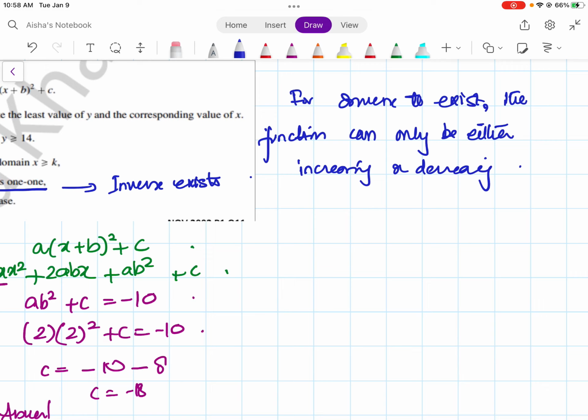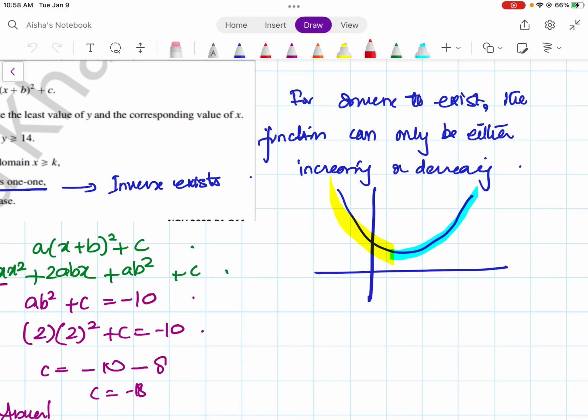So how do we know that it's only increasing? If this is the function, for inverse to exist, either your domain should be only to the right of the curve or only to the left of the curve. It should not be the complete function. For a complete function, the inverse will not exist. So if this is the turning point, let's suppose 2 and 1.